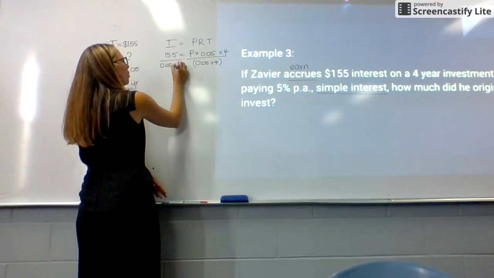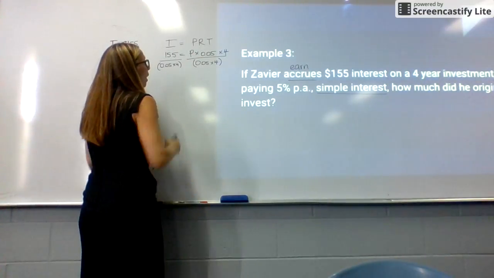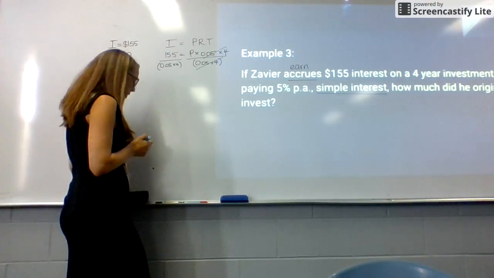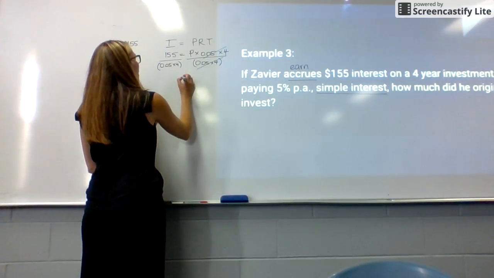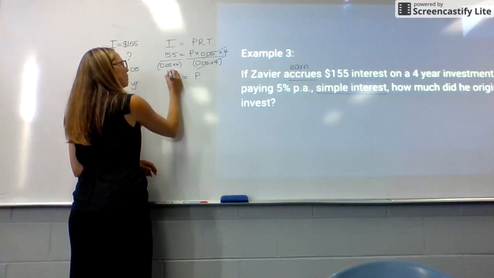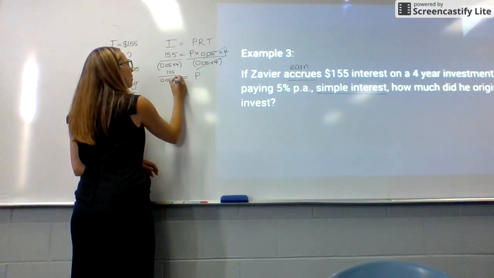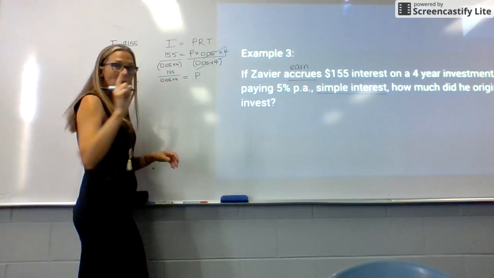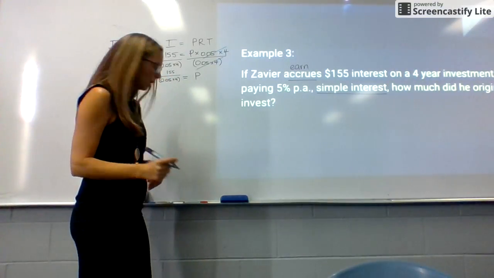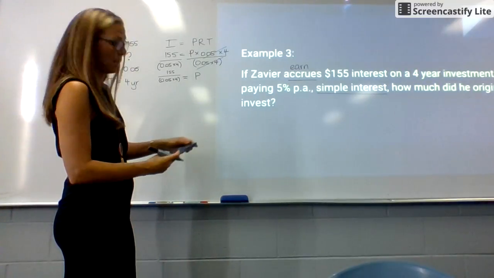0.05 times 4. Now, this part will cancel with this part. So what I'm left with is that P is equal to 155 divided by 0.05 times 4. Now, I really want you to keep that bit in a bracket. It's really important. If you don't and you plug it into your calculator, you will get the wrong answer.